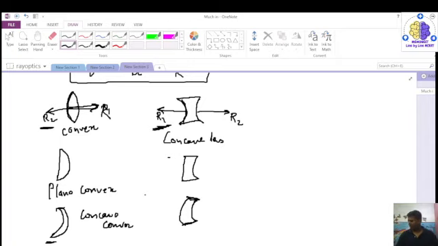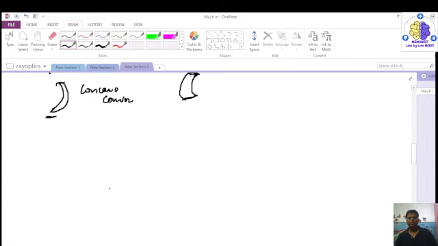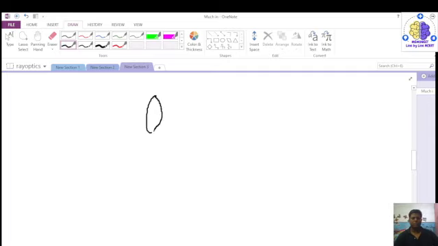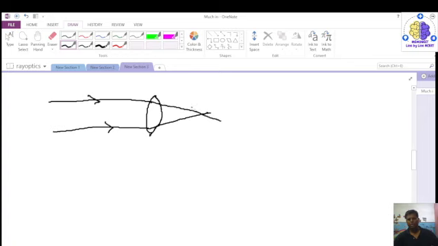Now let's come to the nature of these lenses. If we talk about convex lens, light rays traveling from infinity will always converge at a point, and this point will be known as focus. Therefore this convex lens is considered a converging lens.